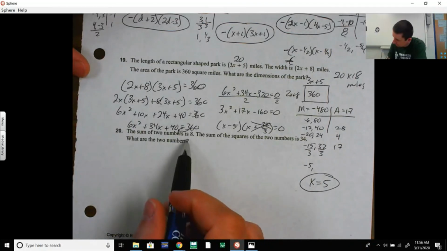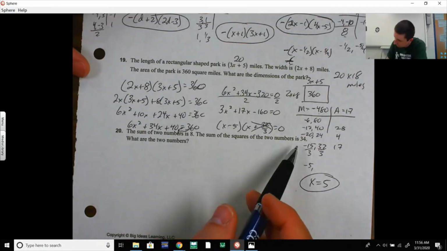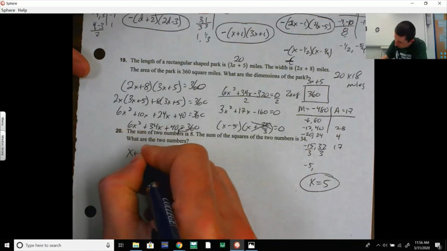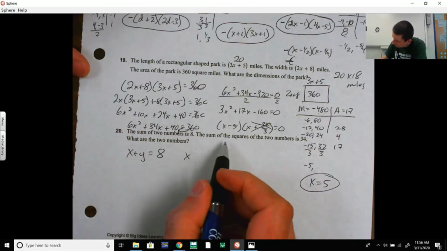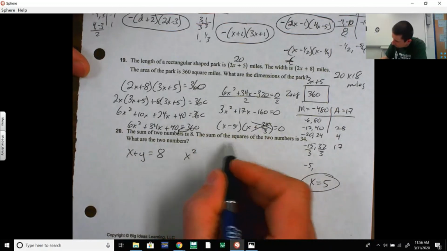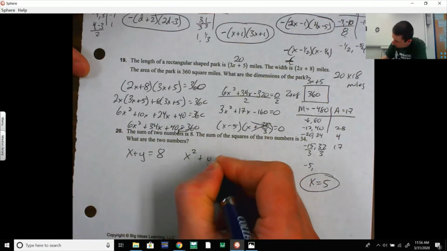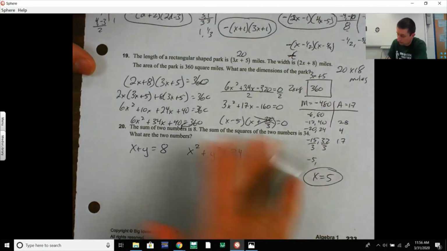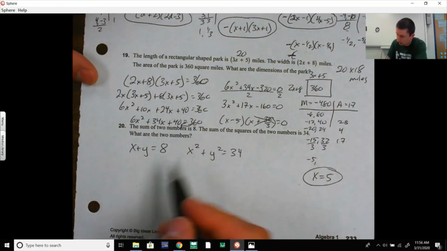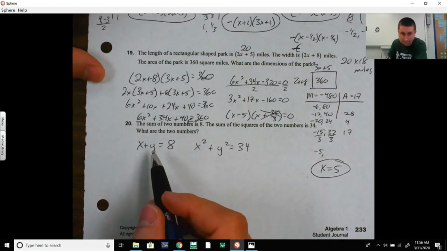Okay. Sum of two numbers is 8. The sum of their squares, the two numbers, is 34. Guess and check with this. So x plus y equals 8. Two numbers add up to 8. The sum of their squares. So if you square them, x squared plus y squared, we get 34. There's a formula. We could work this out the real way, but let's just find two numbers that add to 8.